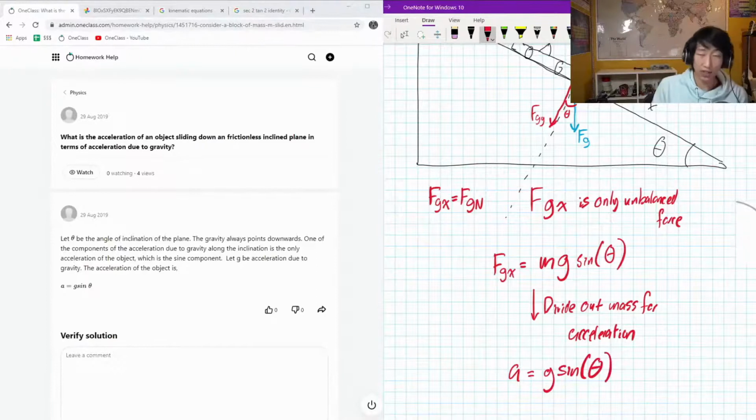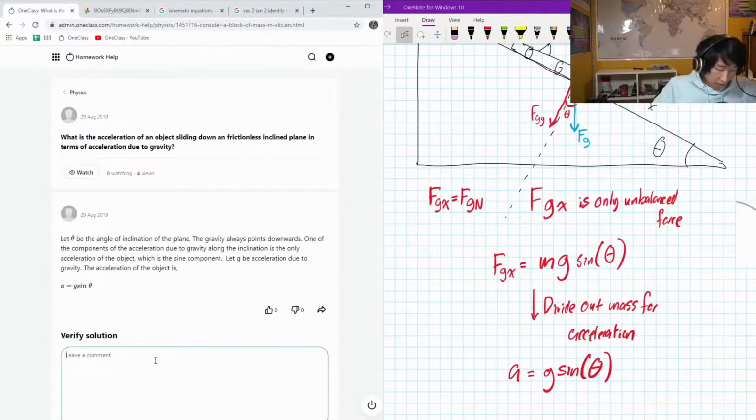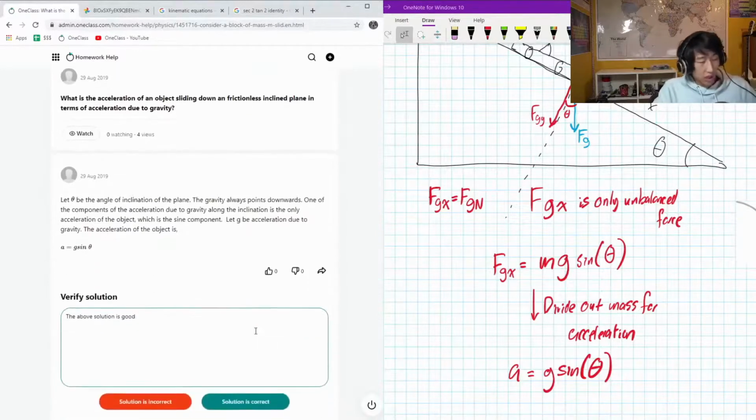So the acceleration due to gravity multiplied by the sine of the angle will give you your acceleration down the ramp. And that is precisely what we have down here, and that is awesome. So yeah, the above solution is good. It's good. Awesome. Big high five.